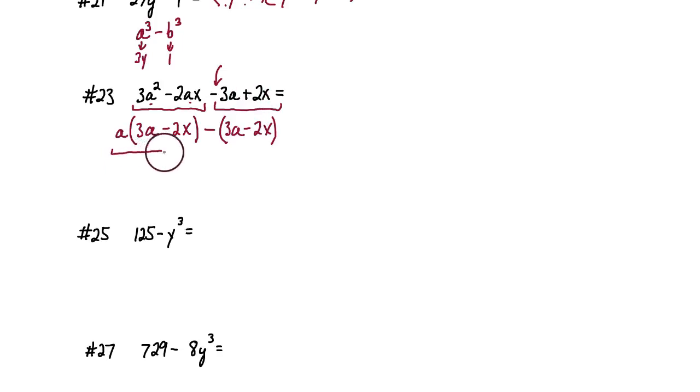Now we have two terms, and they have a greatest common factor. The 3a minus 2x is shared in both places. Let's write that down. That's our GCF. Then, in the other parentheses, figure out what we need. We need an a and then a minus 1.